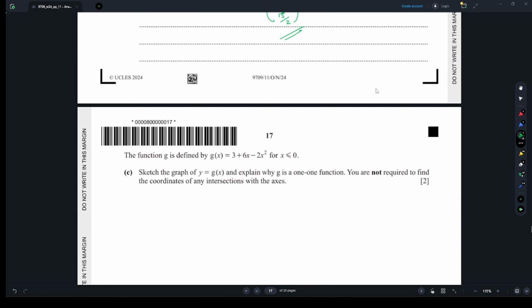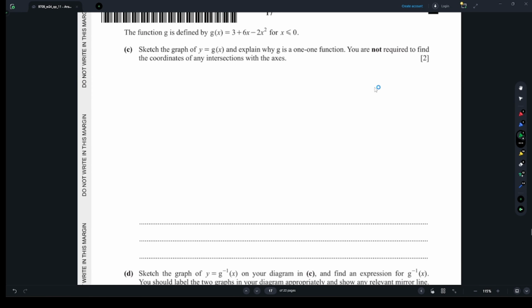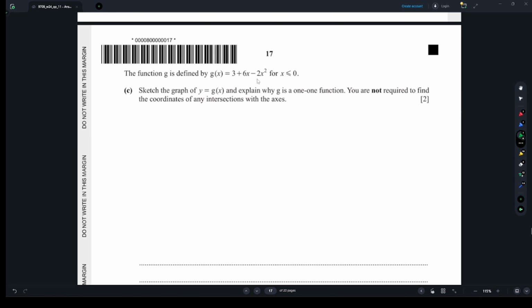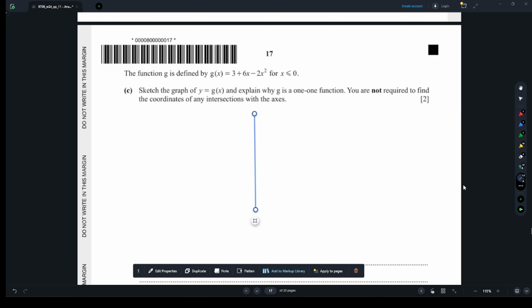Then the next one. Right. Okay, so is it the final part? No, okay, we make another one. Yes. So here they're asking you to sketch the graph. See, we have this equation and x values are less than. So that is the domain. So we have the domain. Explain why g is one-to-one function. You are not required to find coordinates. So what you have to do? We have to draw it first. So we have this one.